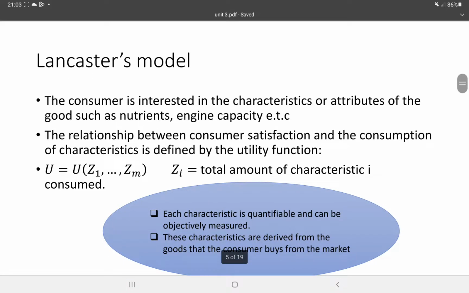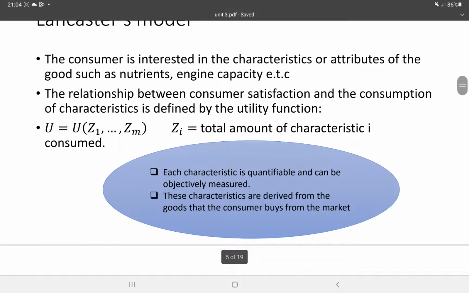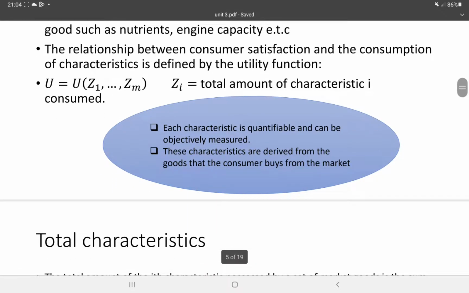So the relationship between consumer satisfaction and the consumption of characteristics or attributes is basically defined by the utility function. Okay, that is U is basically a function of the total amount of characteristics that range from 1 to N. So each characteristic is quantifiable and can be objectively measured. And again, these characteristics are basically derived from the goods that the consumer buys from the market.